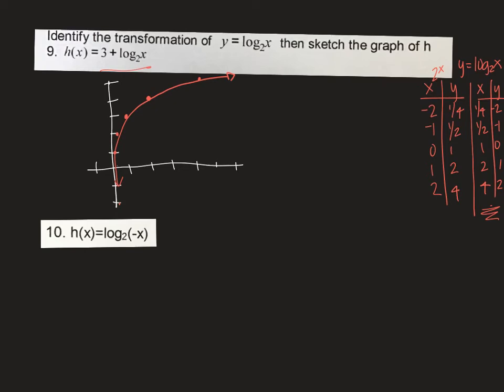Number 10 is a little bit trickier because we've got a negative x inside of the logarithm. And when we've got a negative in the parentheses with our function, that's going to reflect it over the y-axis. And when we reflect over the y-axis, we change the sign of our x values.